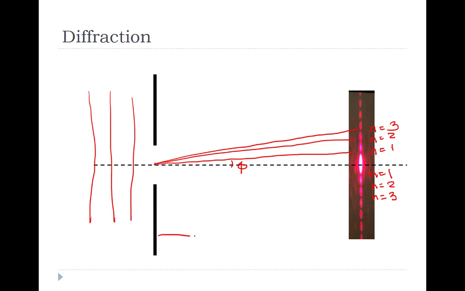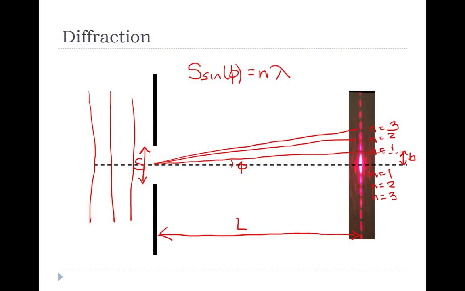I'm also going to define the distance from the slits to the screen as L, and the width of our opening here as S, and the distance from this dotted line to where the dark spot hits as B. So the way that you can tell where the dark spots are is that S, the slit width, times the sine of the angle has to equal n, which is the number you're looking at, times the wavelength of the light.